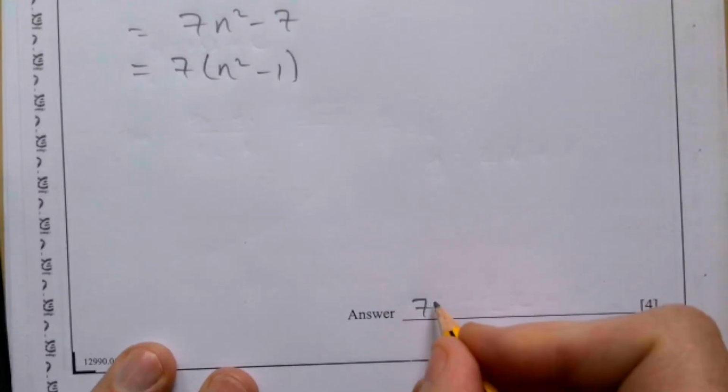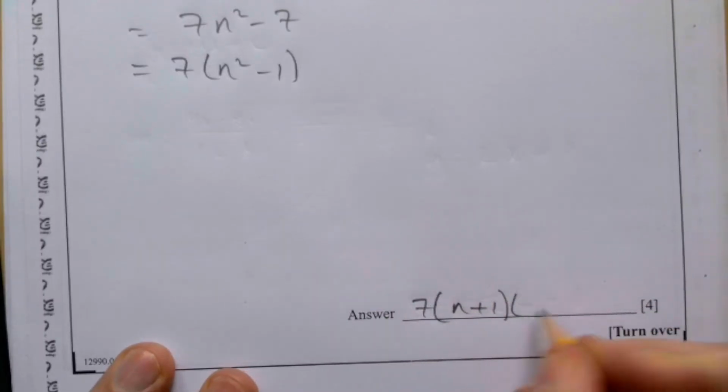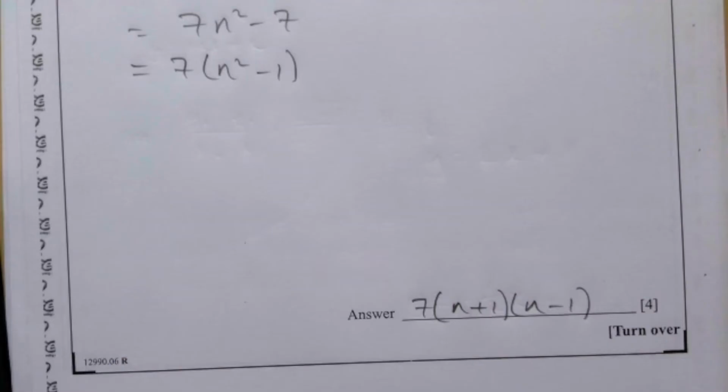So 7n plus 1, n minus 1, and that's us then in our fully factorized form.